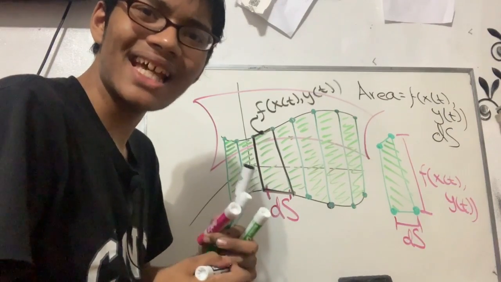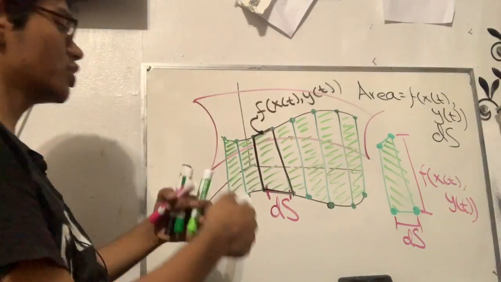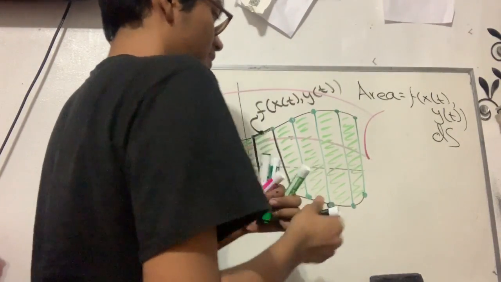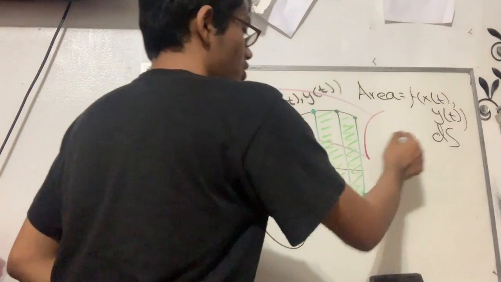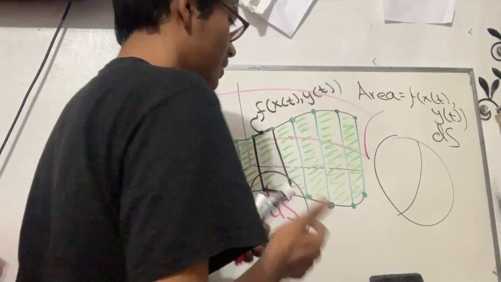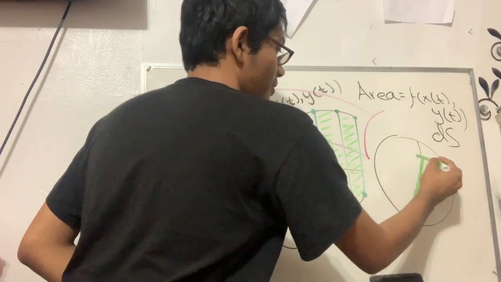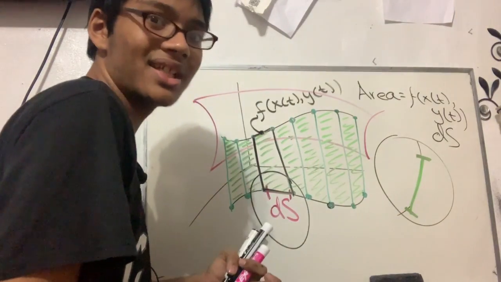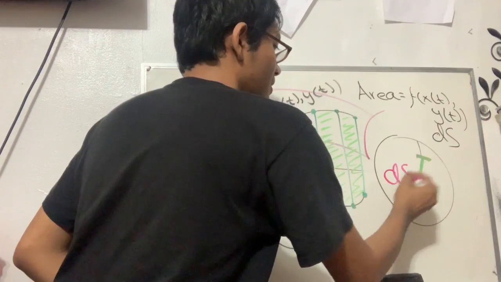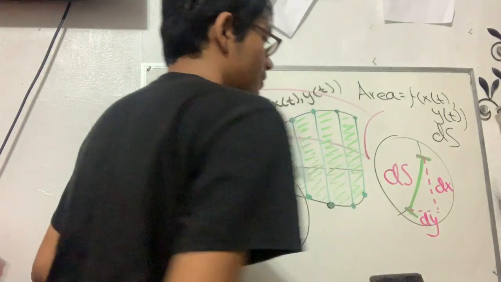But how can I express ds in terms of t? After all, I simply want one parameter, t. So let me show you how. Let's erase this for a moment and focus on this ds over here. If I zoom in on this curve, I'm going to get something like that. That might be my curve. Now this curve we can approximate as a line segment because it's so infinitesimally small, it's basically like a line. And so if this line segment is ds, it can be broken down into x and y components, dx and dy.